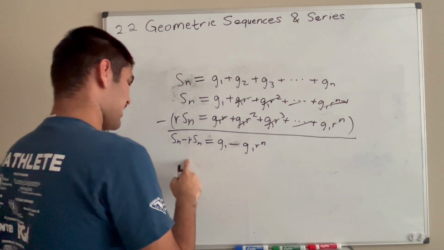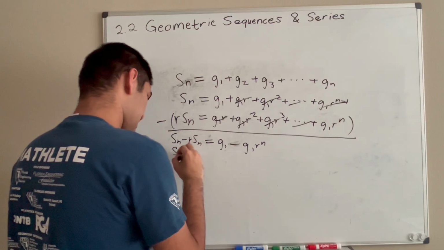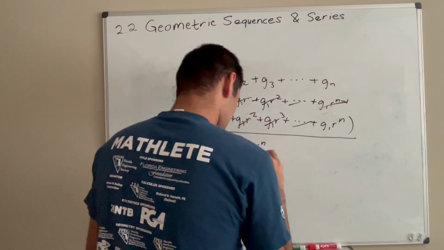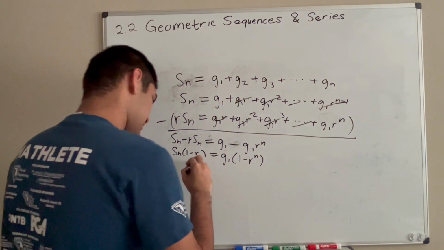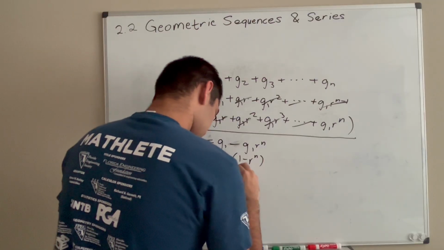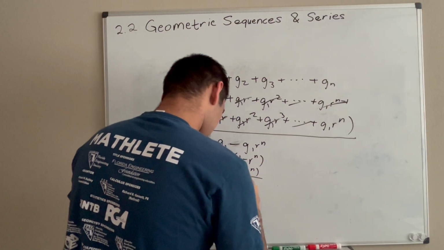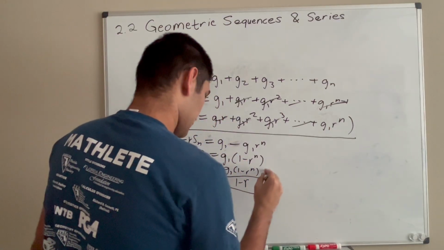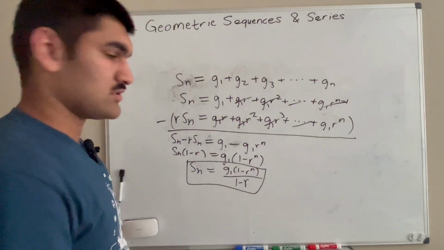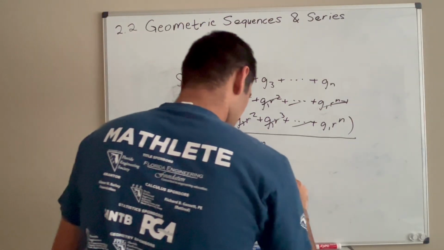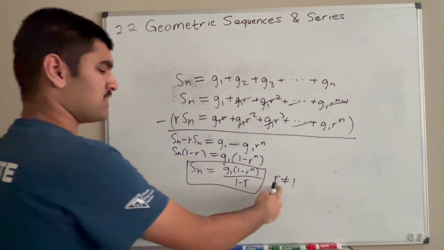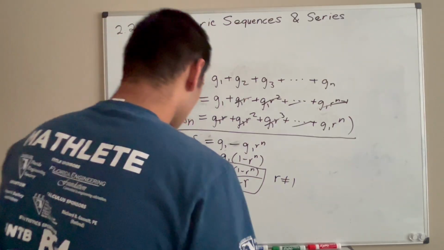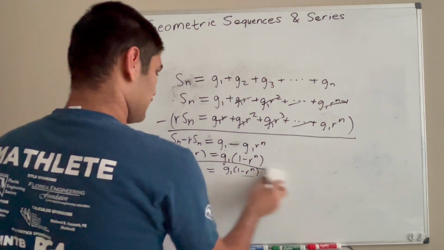Now we can do a couple of factorings. On the left-hand side, we can factor out S sub n and you get 1 minus r. On the right-hand side, we can factor out a g1, and we get 1 minus r to the n. Solving for S sub n, we get g1 times 1 minus r to the n, all over 1 minus r. This is the formula for a finite geometric series. There is one restriction though: r cannot equal 1, because if r did equal 1, the denominator equals 0, and dividing by 0 is undefined. But yeah, all right, let's do some practice.